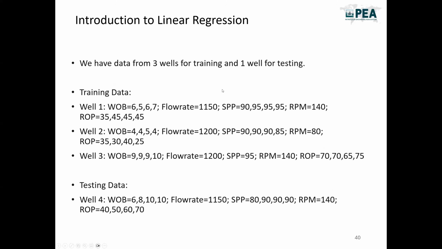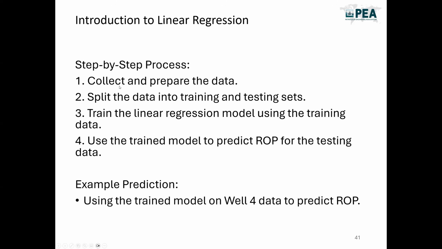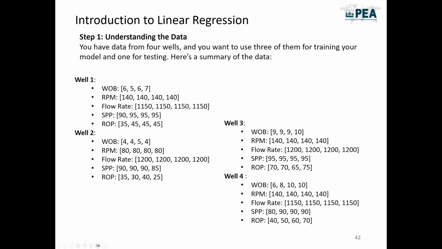To make it really simple so that you can understand, I gave 4 data points for 4 wells. 3 of them are going to be used for training, 1 for testing. These are the steps we're going to go through: collect the data, split the data for training and testing, train the model, and then test it. Here are the data sets that I developed. This is just an example where I generated these numbers, so they are not real numbers. Well 1, 2, 3, 4.